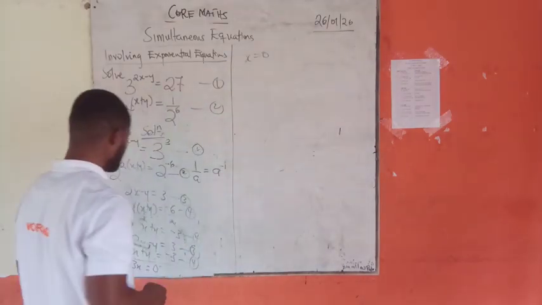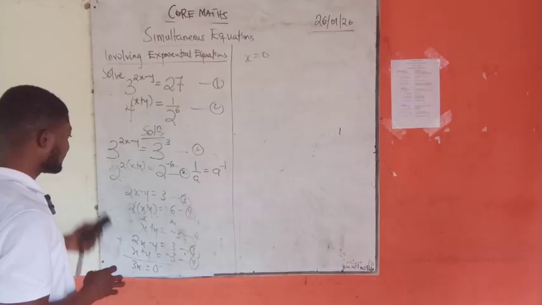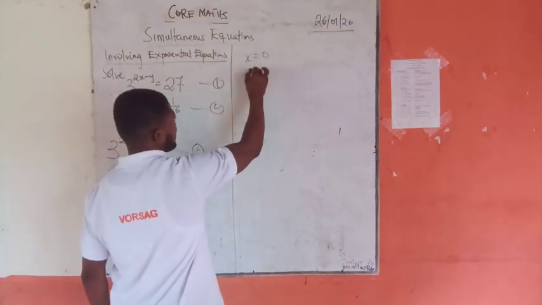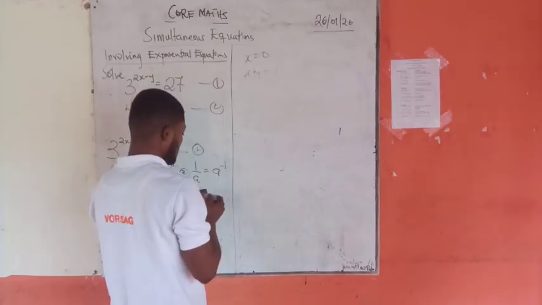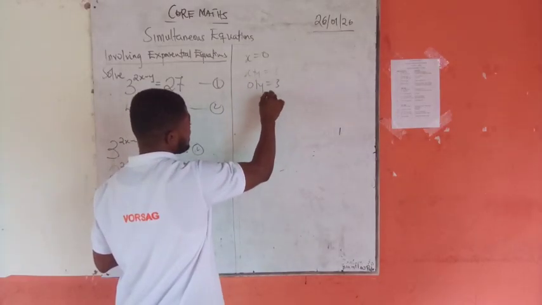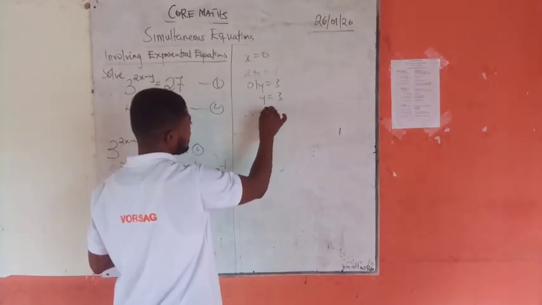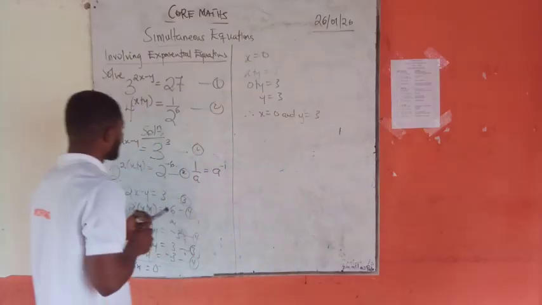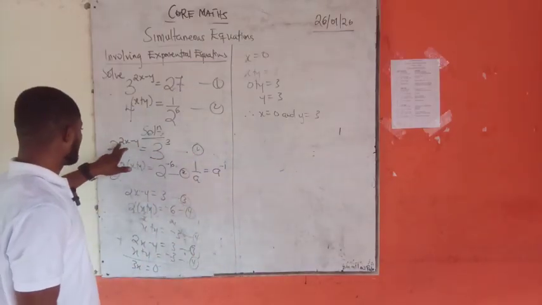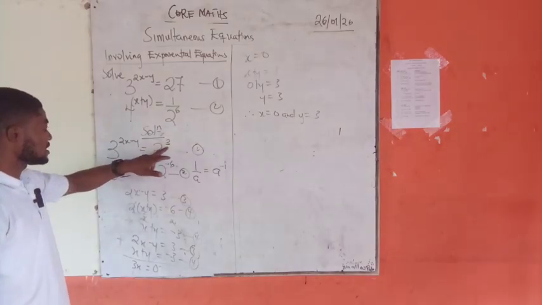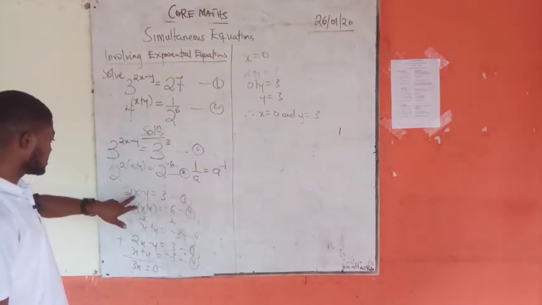Now if x is equal to 0, we put it into one of the equations, then we get the value of y. That will be x plus y is equal to 3. Obviously, we can see that this is going to be 0 plus y is equal to 3. Therefore, x is equal to 0 and then y is equal to 3. If I do 2 times 0, it still gives me 0 minus 3.